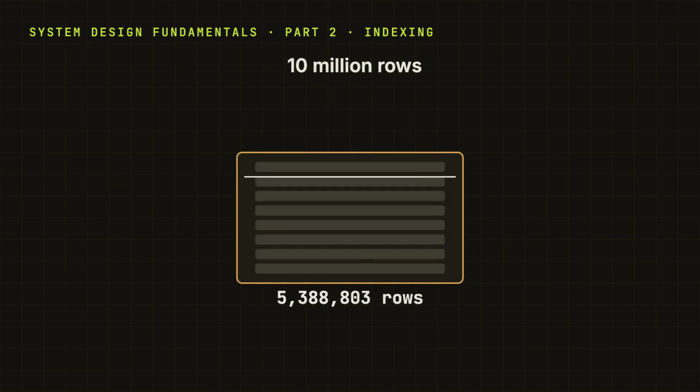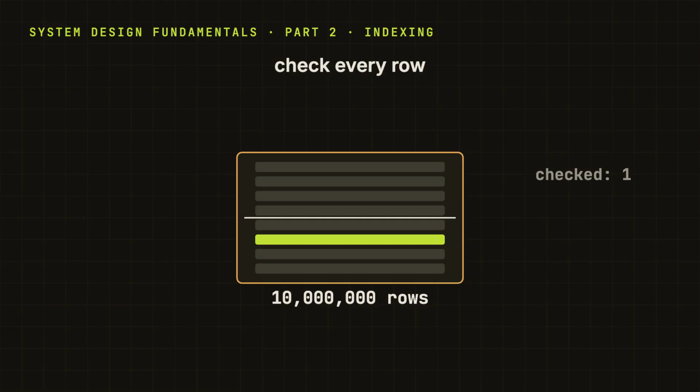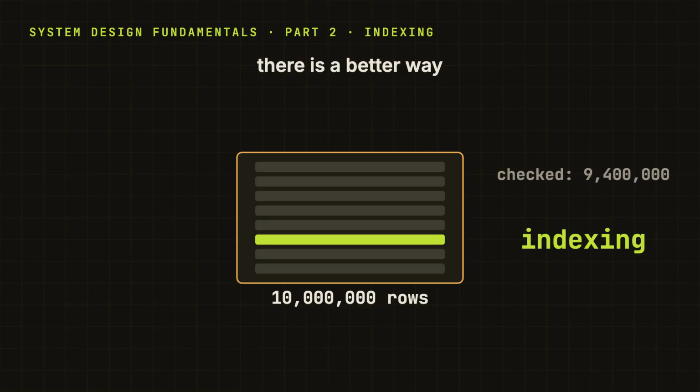Okay, so let's say our store's user table has 10 million users, right? And you want to log in. So the database needs to find the one row where the email matches yours. The naive way: check every single row one by one until it finds a match. With 10 million rows, that is painfully slow. And this is exactly the problem that indexing solves. Another very common interview topic.